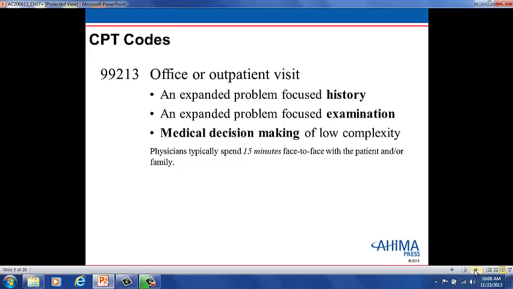Here's an example of a CPT code 99213 for an office or outpatient visit. Here we see that the patient received an expanded problem-focused history, an expanded problem-focused examination, and medical decision-making of low complexity. Generally, a physician may spend 15 minutes face-to-face with the patient and/or the family.